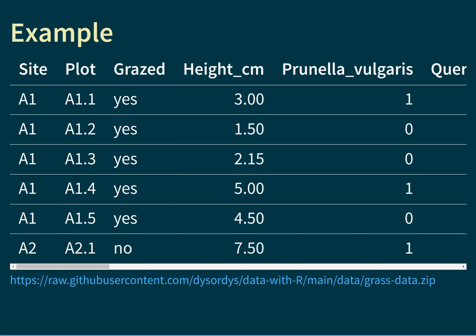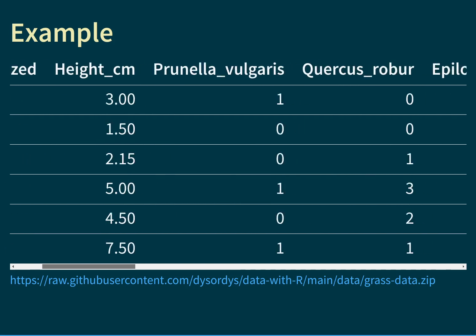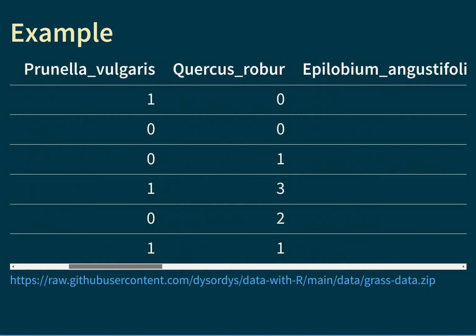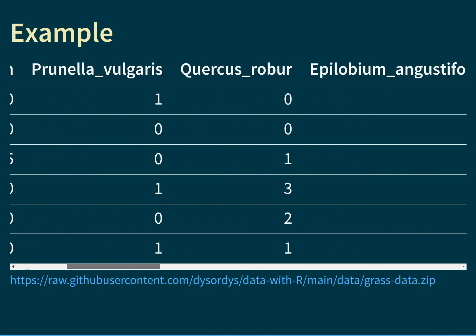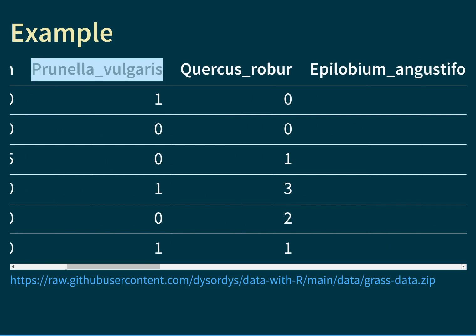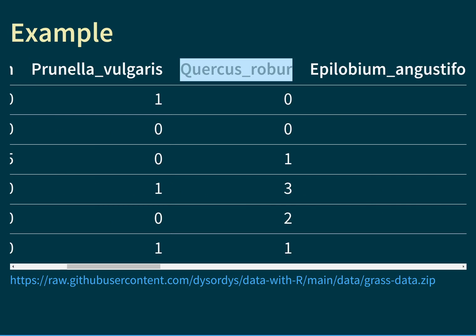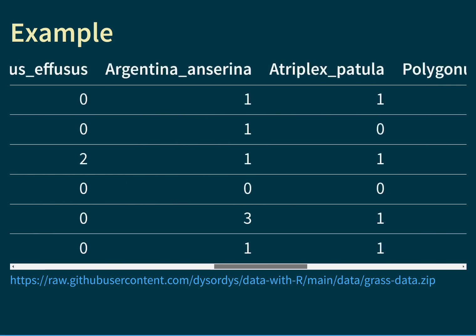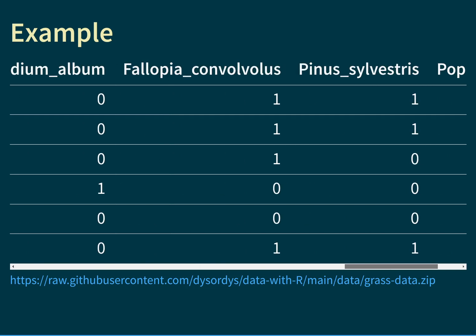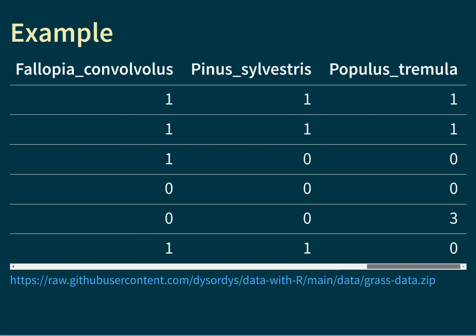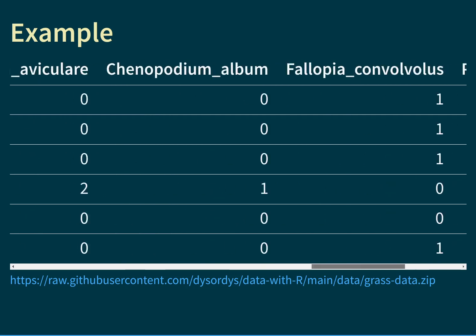And then after that column, all the rest of the columns record the abundance of a given organism, and the given organism's binomial name is given as the column name itself. So we have Prunella vulgaris and Quercus robur and so on and so forth. All the way down, there are many of these columns. So they go all the way down to Populus tremula. Okay, so this is the dataset.